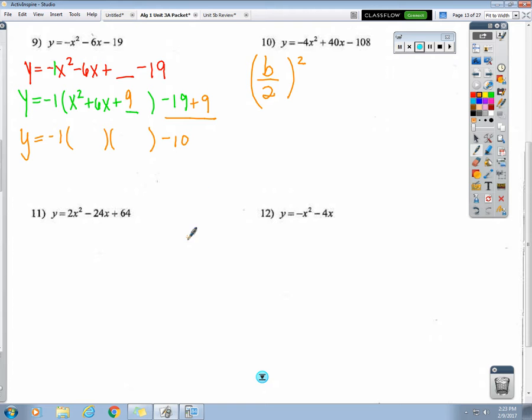Negative 10. And now to get x squared, you do x times x. And then what was your b divided by 2? 3. And aren't 3 and 3 the numbers that multiply to 9 and also add to 6?